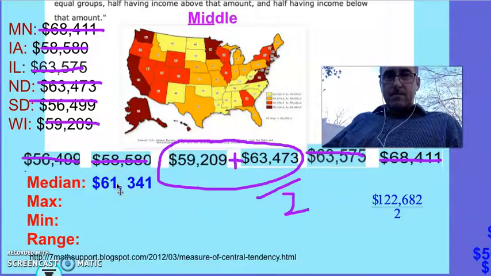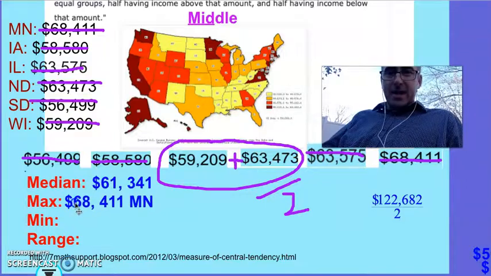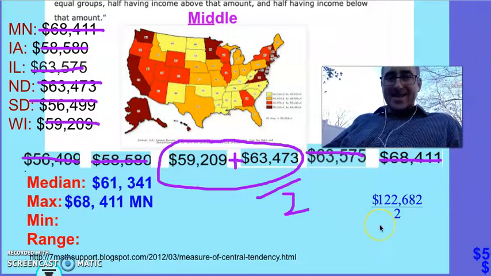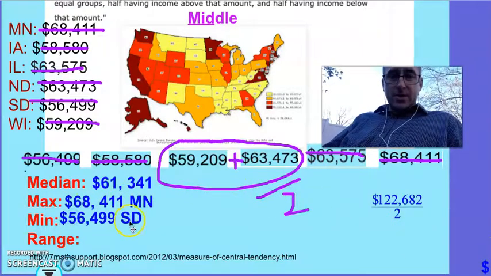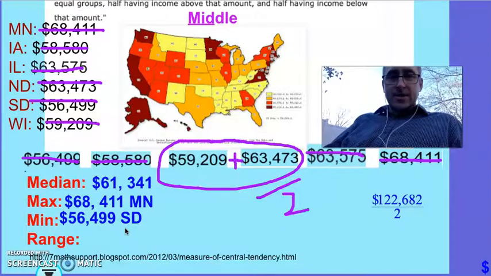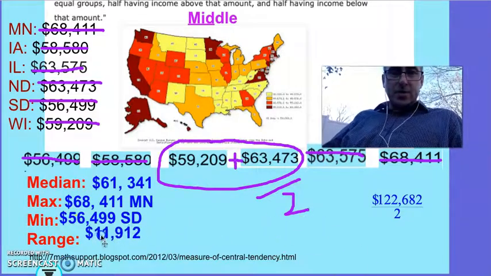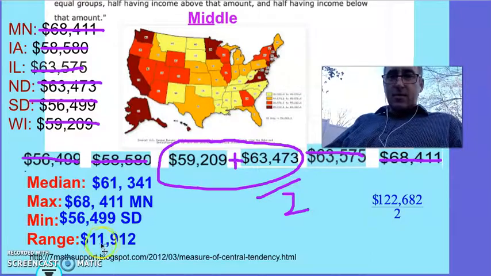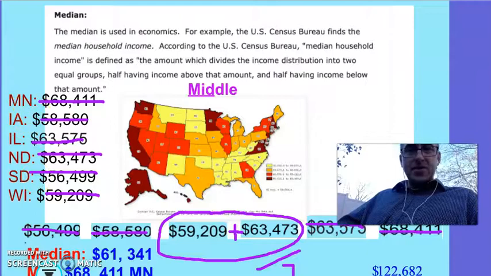What's the maximum? That's right, that comes from Minnesota. The maximum average salary, according to the census, is 68,411. The minimum, which comes from South Dakota, is 56,499. How do we calculate range? That's right, we need to take maximum minus minimum, largest minus smallest. When I do, I find out that the difference between the largest and smallest is only about $12,000. Not bad when we're comparing 6 states, with great differences in population size.